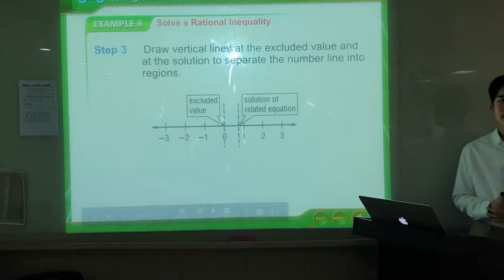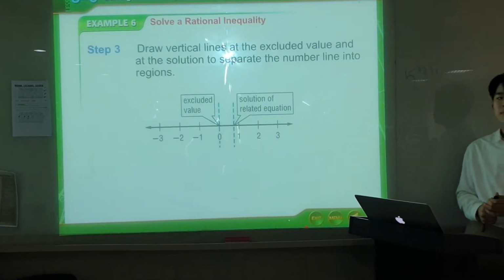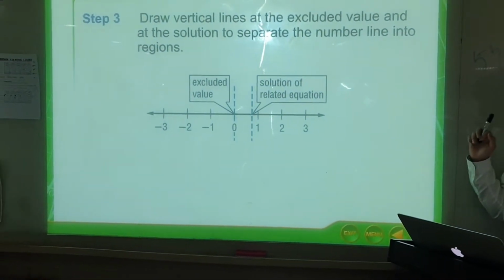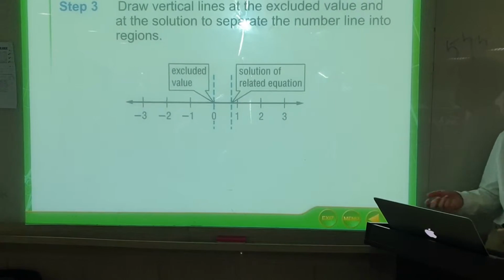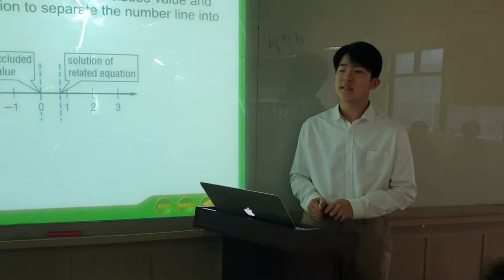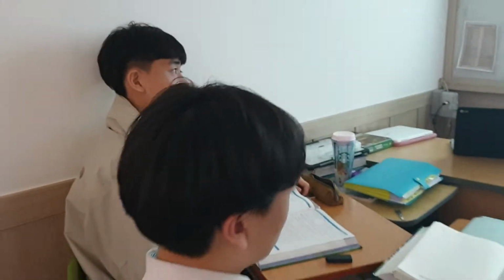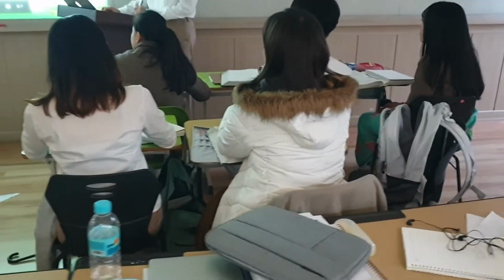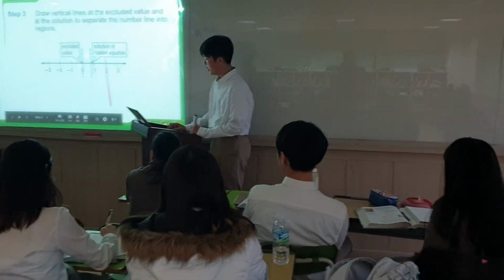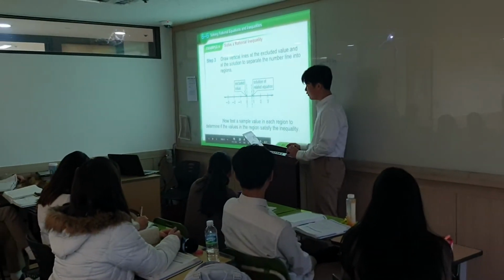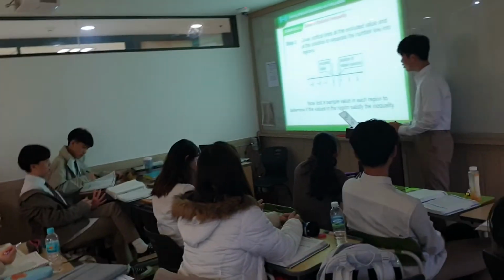So this part is kind of confusing, and it's still confusing to me. First of all, this is called the vertical line. You're supposed to draw a vertical line at the excluded value and at the solution to separate the number line into regions. So this is how the number line looks, and this bar right here is the excluded value. And this bar on the right is the solution of the related equation. Now test a sample value in each region to determine if the values in the region satisfy the inequality.